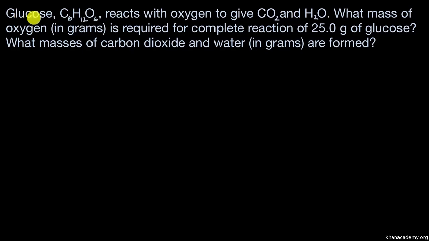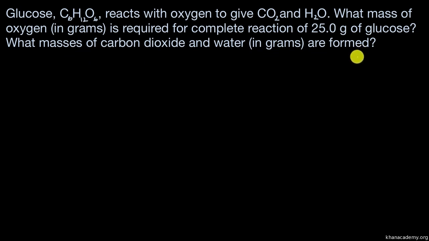We're told that glucose, C6H12O6, reacts with oxygen to give carbon dioxide and water. What mass of oxygen in grams is required for complete reaction of 25.0 grams of glucose? What masses of carbon dioxide and water in grams are formed? So pause this video and see if you can have a go at this, and then we'll work through this together.